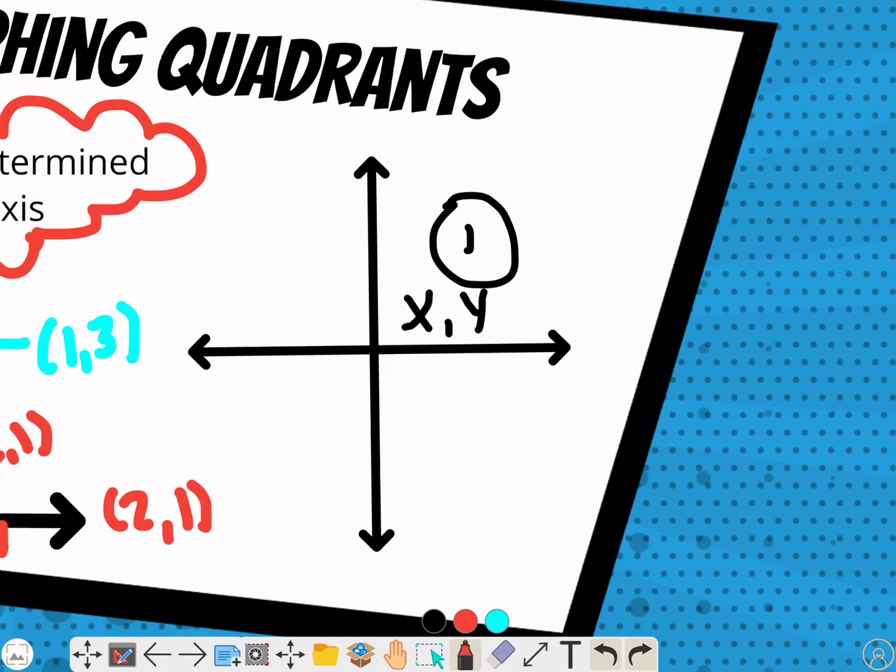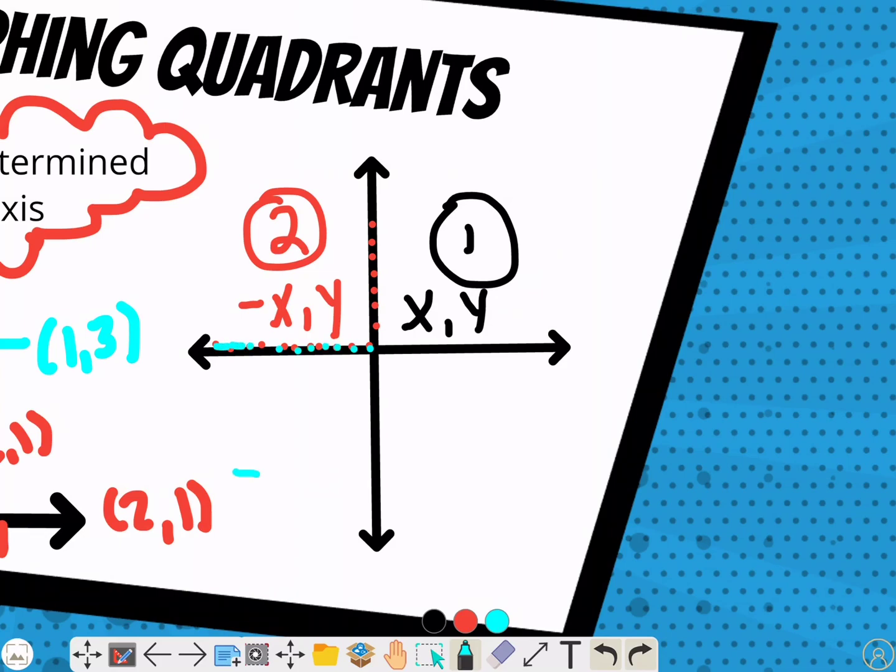But if you start moving backwards on this, and you have a negative x, but the numbers are going up, and you have a positive y, you are in coordinate number 2. Sometimes it's shown with the number 2, sometimes it's shown with Roman numeral 2, but this is your second coordinate plane.